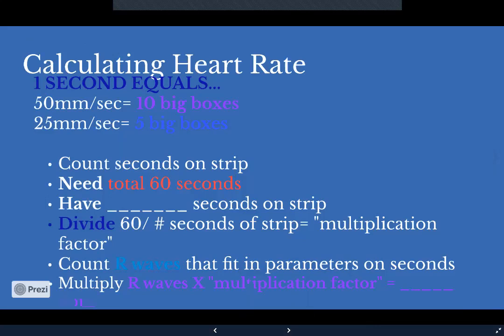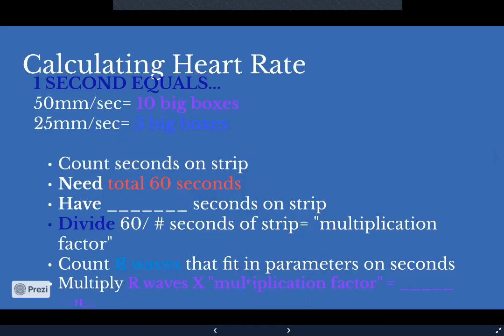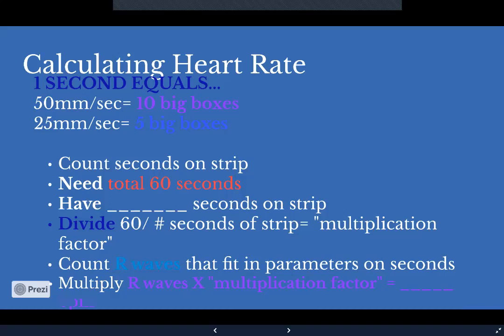So what we'll do, and I'm sorry that this is kind of hard to read. So we have our 10 big boxes, or our 5 big boxes, right? Gives us 1 second across, right? And so just like when you are listening to a heart rate, you have to get 60 seconds, right? You have to get 60 seconds to get a minute. So when we get a strip of paper, we're not going to have a whole minute's worth of paper. We'll probably have maybe 6 seconds, but we'll only have a couple seconds worth that we'll be able to count.